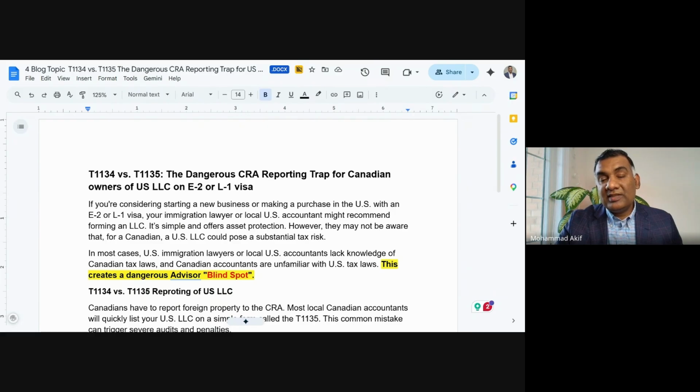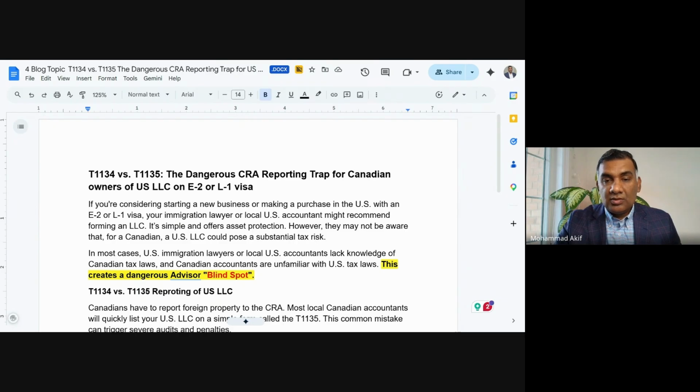We call this an advisor blind spot. Because of these blind spots, the trap happens. I'm trying to make you aware of these spots and the traps so you can avoid them. So let's get into why this is happening.